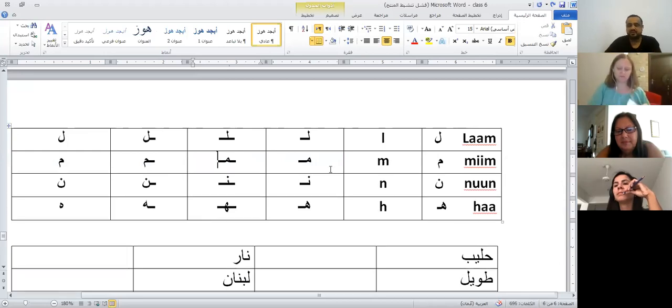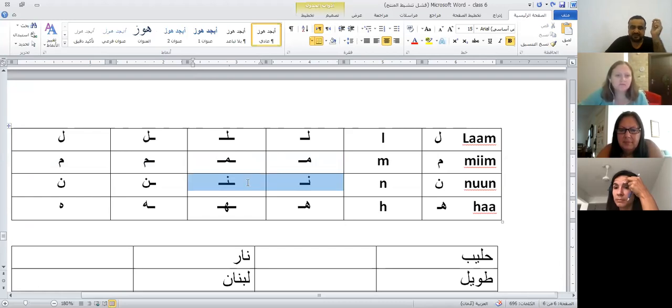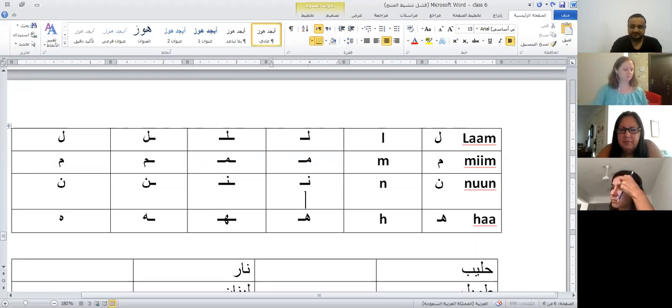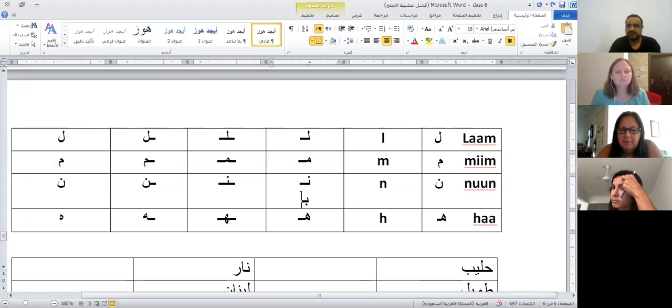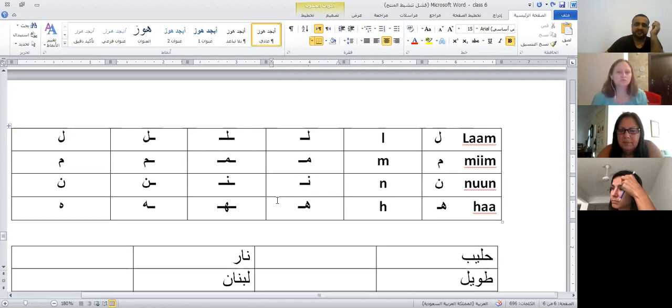And then we have noon. Noon will borrow the same shape of ba, ta, tha, and ya in the initial and medial positions. It's the same with a dot above. Look at ba, a dot below. But noon is a dot above. Don't be confused. And then at the end it goes below the line also.